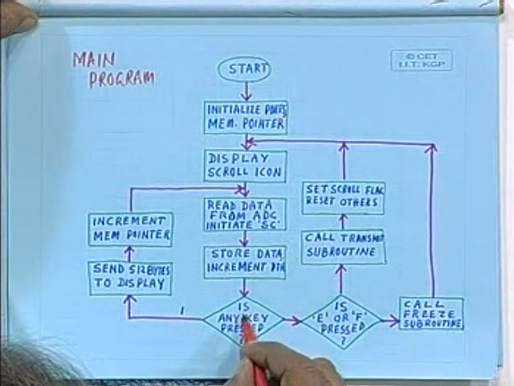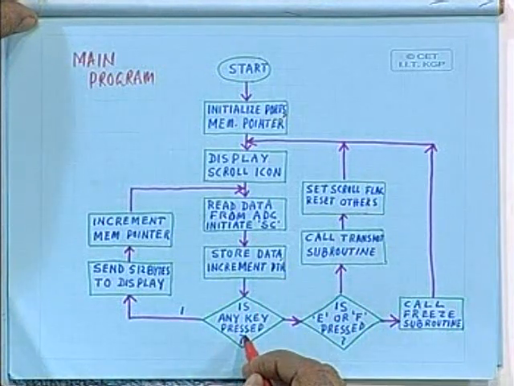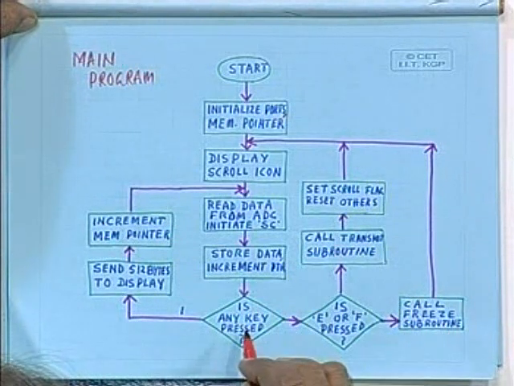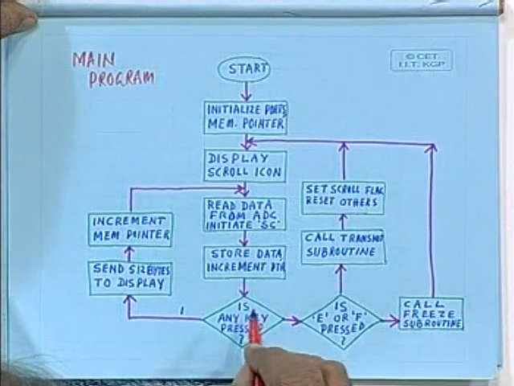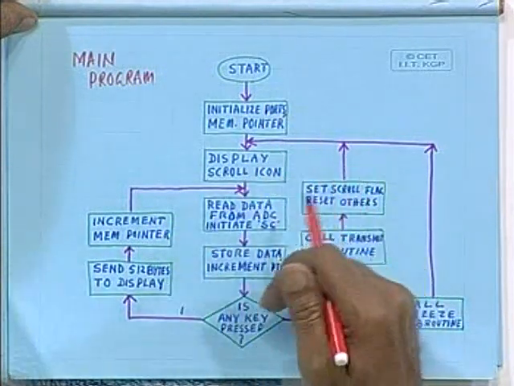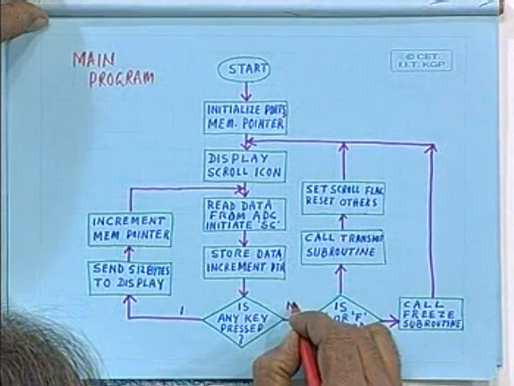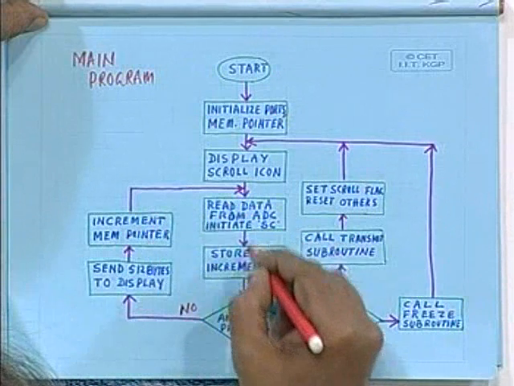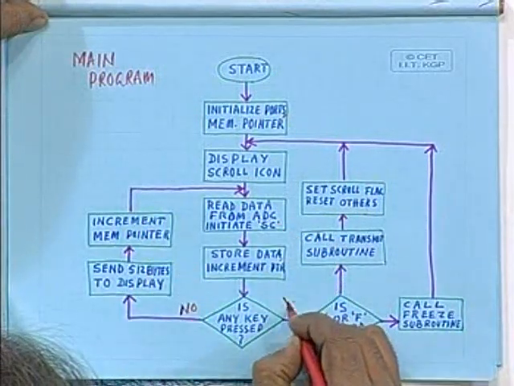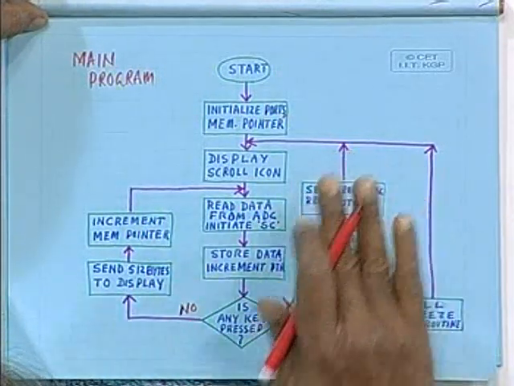Then it checks whether any key is pressed or not, because it has other modes like transmit mode and freeze mode, which can be started when the system is in scroll mode. That is the normal mode of operation. It keeps on scrolling, keeps on reading the analog signal and displaying on the oscilloscope. So if the answer is no, it remains in that scroll mode. Otherwise it goes to other modes that we shall explain later.